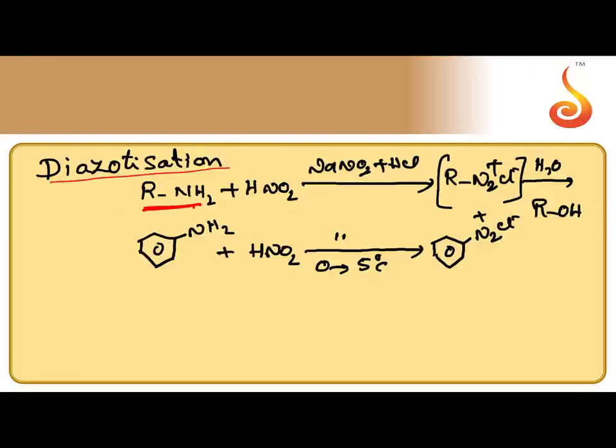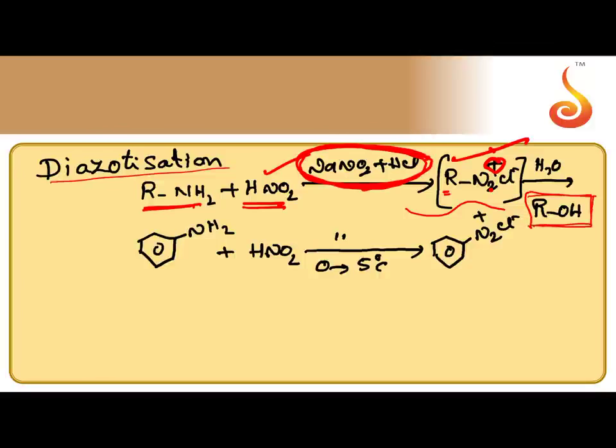Diazotization: diazonium salts are formed when primary aliphatic amine is reacted with nitrous acid, which is produced in situ when a mixture of sodium nitrite and hydrochloric acid is added. NaNO2, sodium nitrite, and HCl produce nitrous acid. It gives diazonium salt, alkyl diazonium chloride, with 2 nitrogens. This is highly unstable since R is electron donating group. So immediately it undergoes hydrolysis to produce the final product, alcohol.